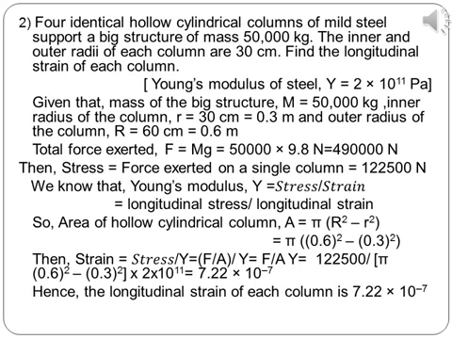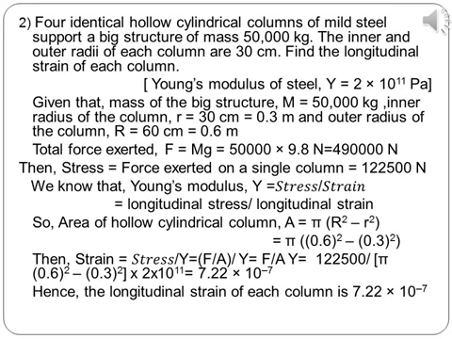Given that mass of the big structure M is equal to 50,000 kg, inner radius of the column R is equal to 30 cm, converting into meter is equal to 0.3 meter, and outer radius of the column capital letter R is equal to 60 cm is equal to 0.6 meter.